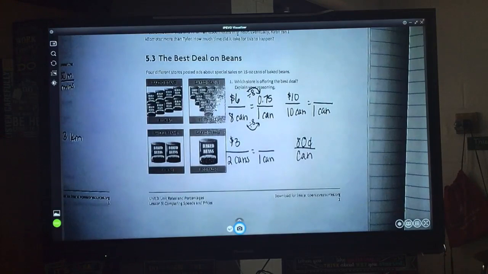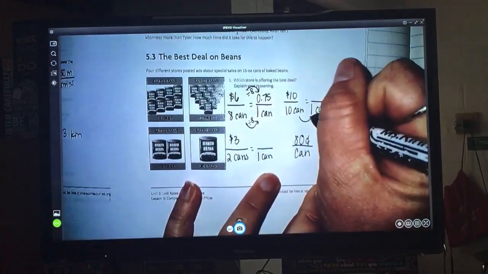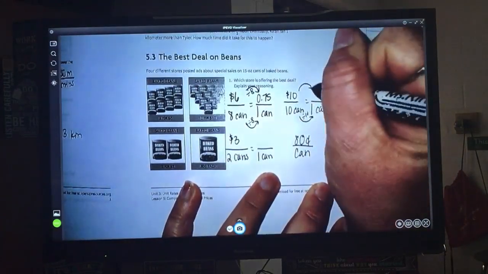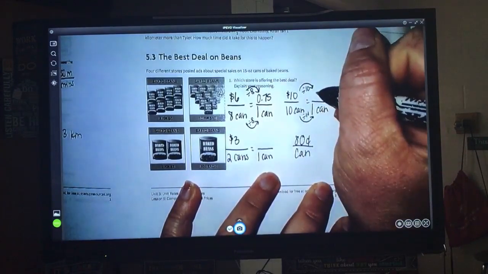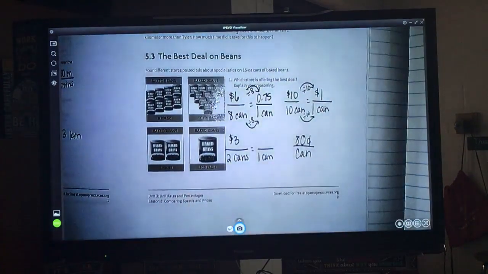All right. This one should be really easy. You shouldn't even have to think about this one. 10 divided by 10 is $1 for one can. Okay, thumbs up on that one. Or if you got it, thumbs up on that one.